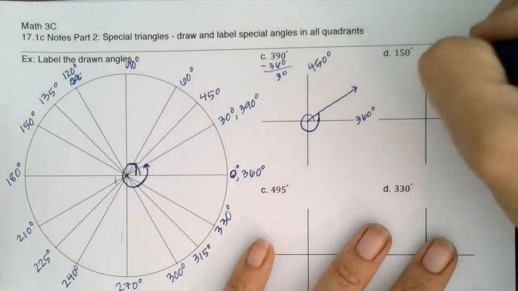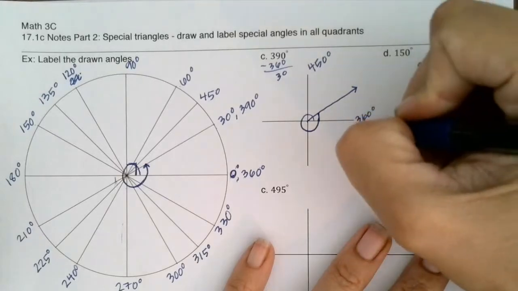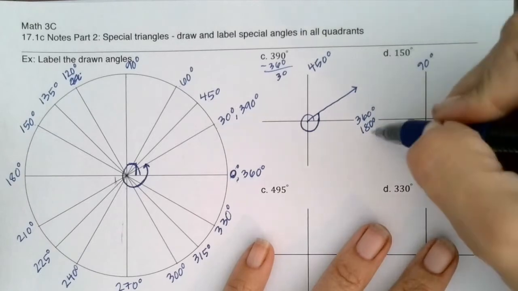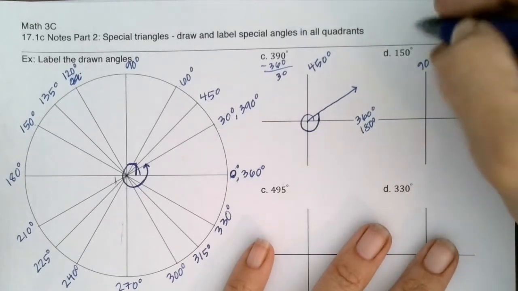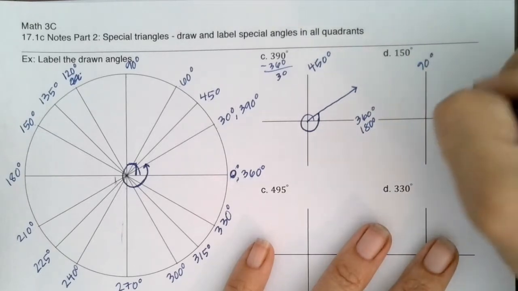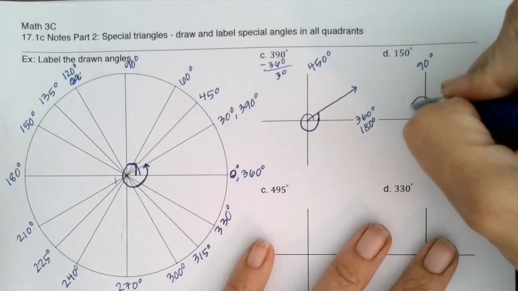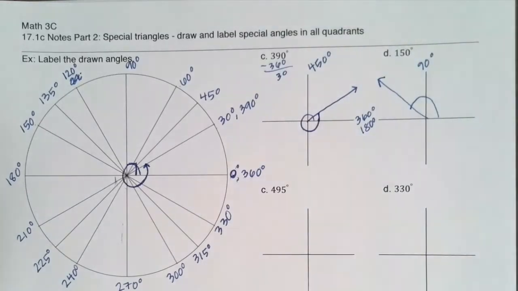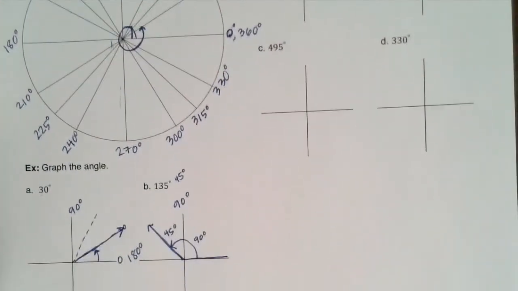Oh, 150 is in between 90 degrees and 180 degrees. So it's going to be 30 degrees away from 180, or you can think of it as 60 degrees past 90. So it's another one of those cut-them-in-threes kind of angles.